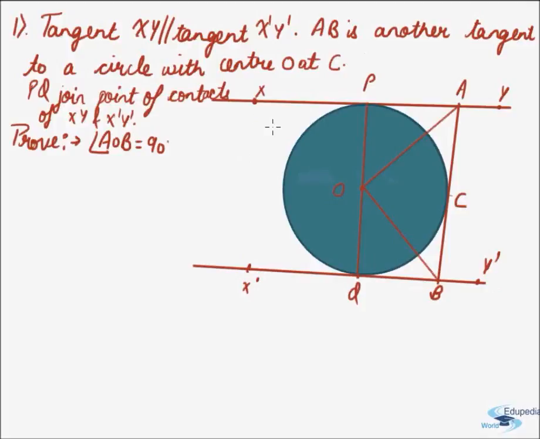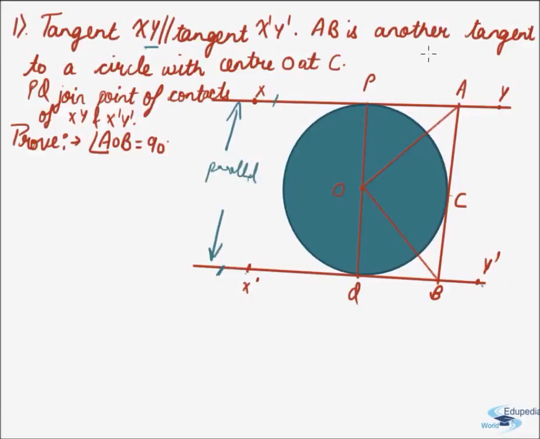In this video, we'll be continuing questions on circles. The first question shows a circle along with some straight lines. It says that tangent xy is parallel to tangent x dash y dash. That is, these two tangents are parallel.